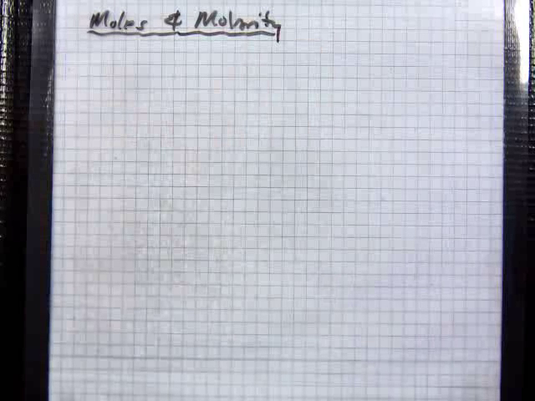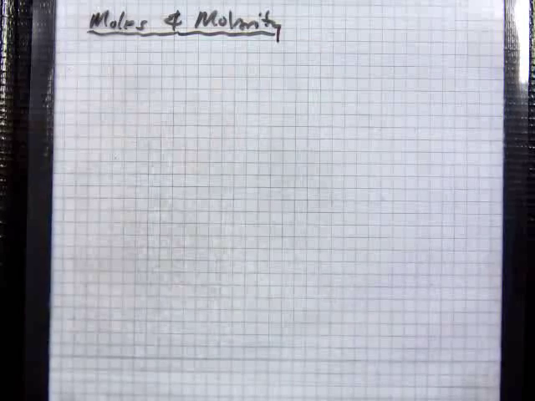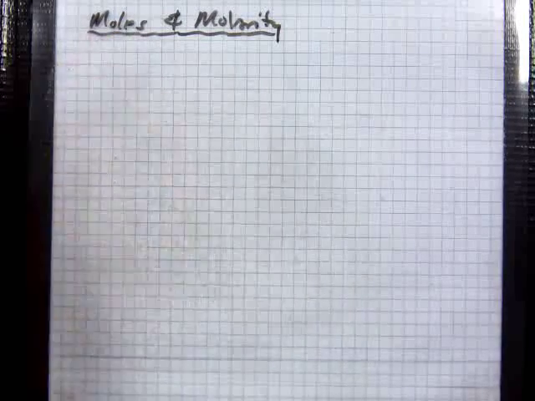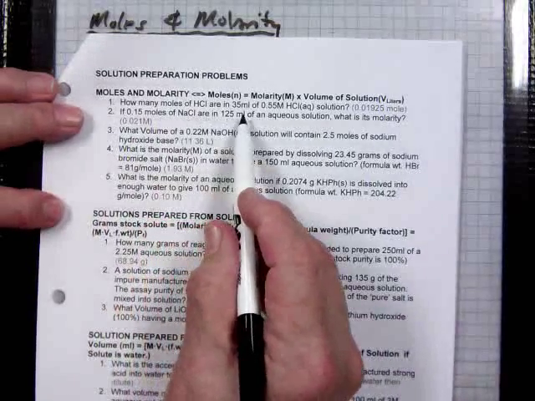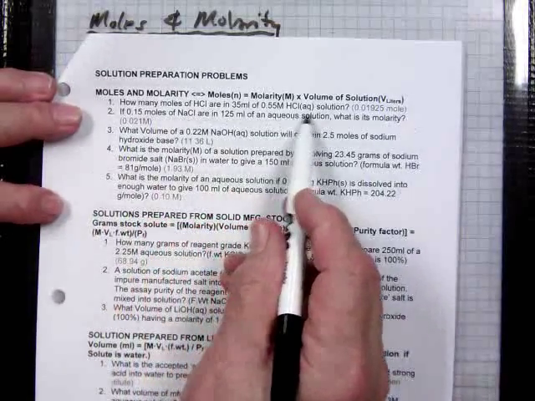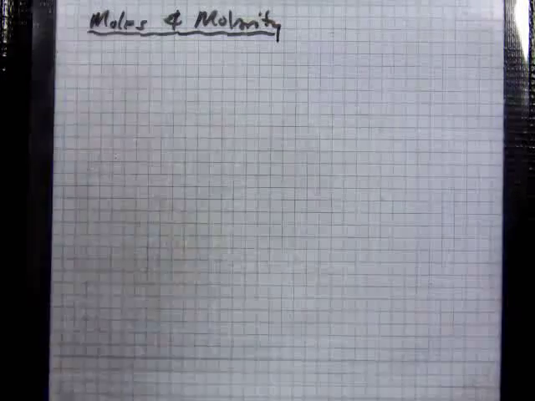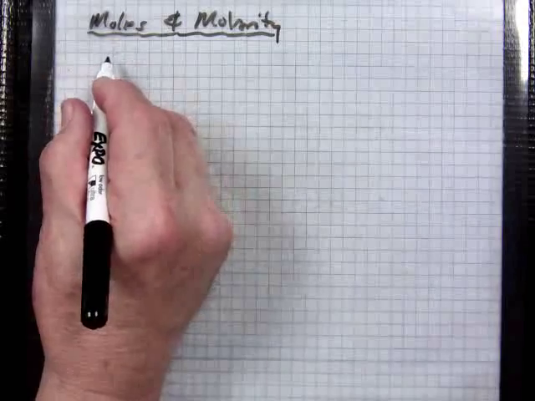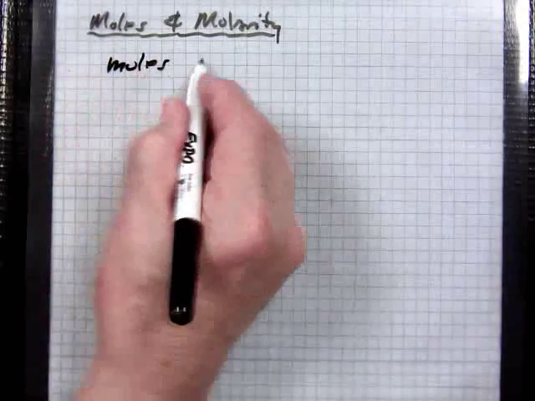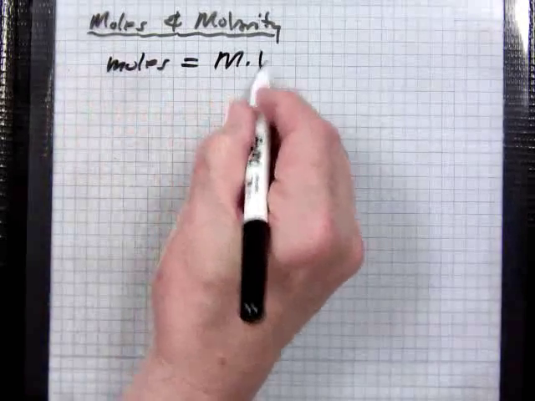How many moles of HCl are in 35 milliliters of 0.55 molar HCl? So I'll show you. How many moles of HCl are in 35 milliliters, 0.55 molar HCl solution? Okay, so the question is, how many moles? Moles is always equal to molarity times volume expressed in liters.